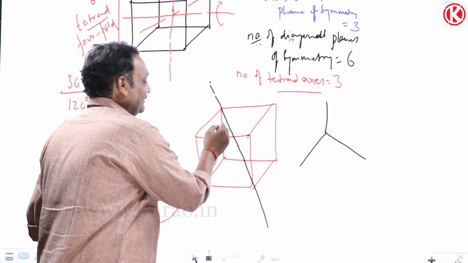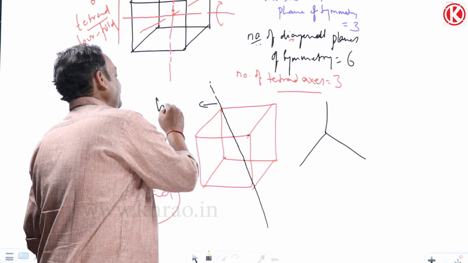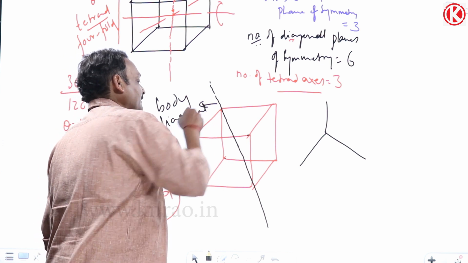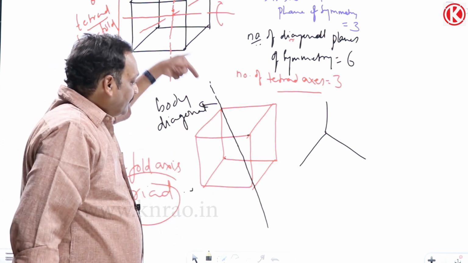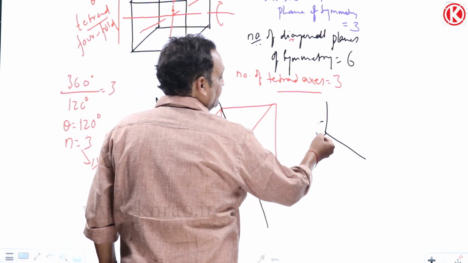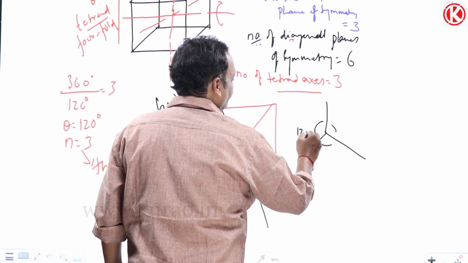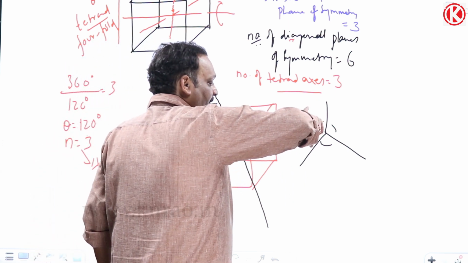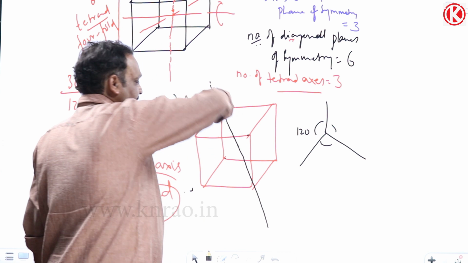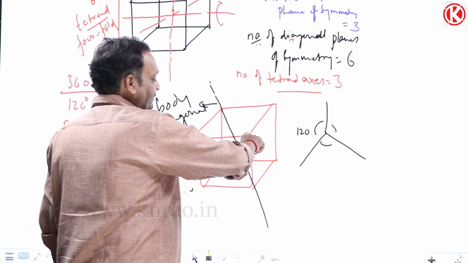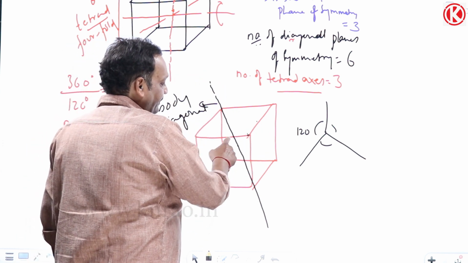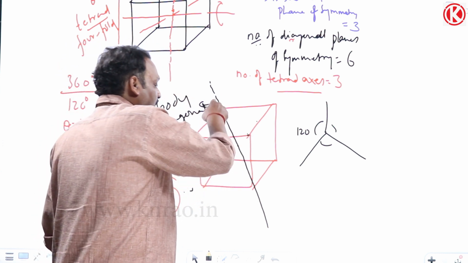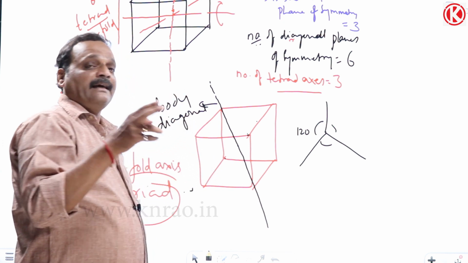What do you call this line? This line is nothing but our body diagonal. Okay, right? Along the body diagonal, if you see, the cube will be looking like this, and these angles are 120, 120, 120. Now you rotate the cube about the corner by 120 degrees, the cube appears same. Means this edge will come here, this edge will go there, this edge will come here. So the body diagonal is known as a threefold axis of symmetry.